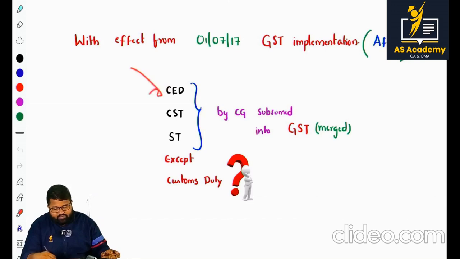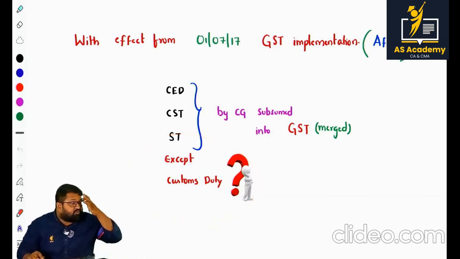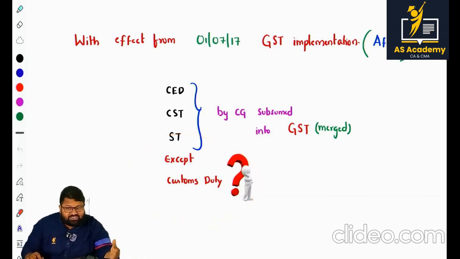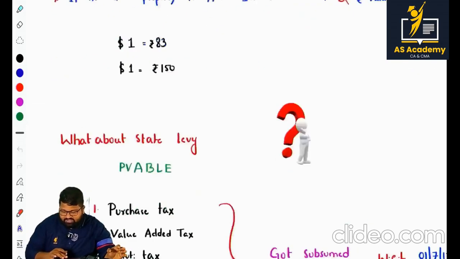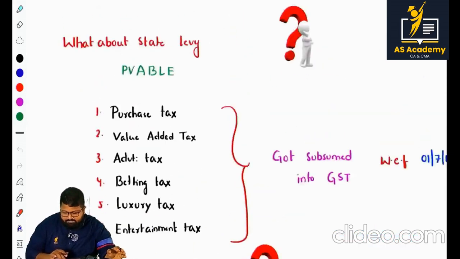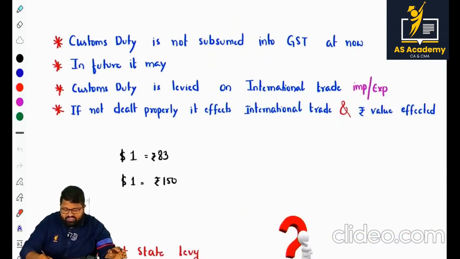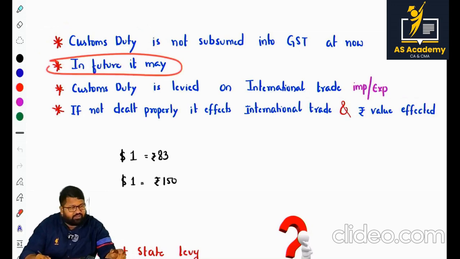Now, with effect from 1/7/2017, at the central level, what are no more? CED, CST and central service tax. ST stands for service tax, at both state and central level. However, what is continuing? Customs duty is still continuing. But in customs duty also, there was some situation earlier. Is customs duty subsumed or not subsumed? Not subsumed. In future, it may be. But if it is subsumed, what is the effect?